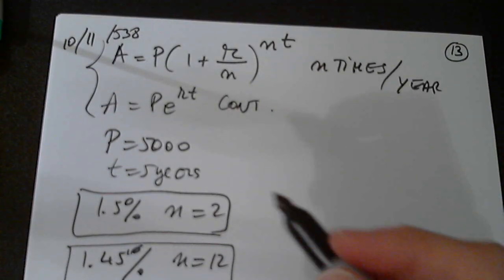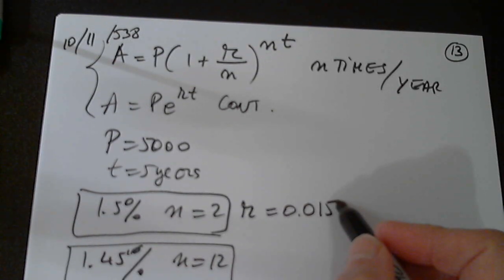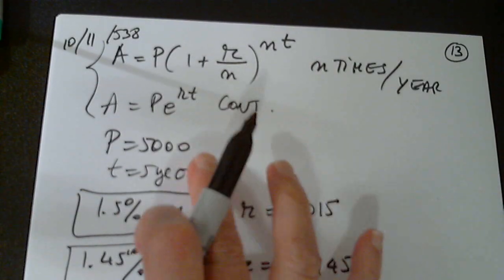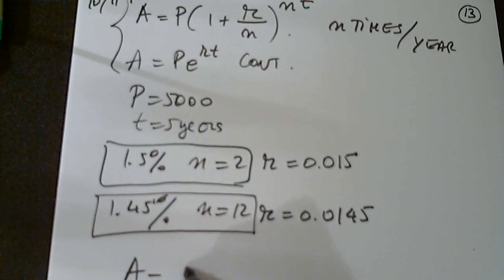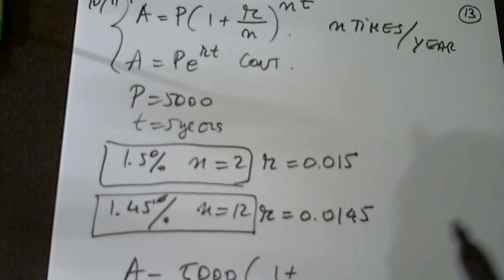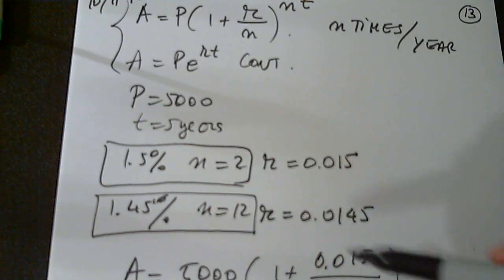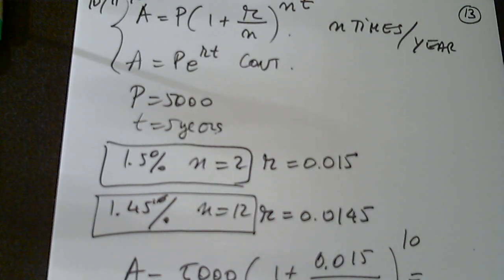Here, the interest rate is 0.015. Here, the interest rate is 0.0145. So we repeat the formula, not continuous, but just the first one. For the first situation, A equals 5,000 times 1 plus 0.015 divided by 2, to the power 2 times 5 years, 10, and we'll see what we get.